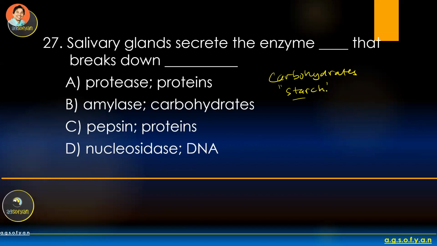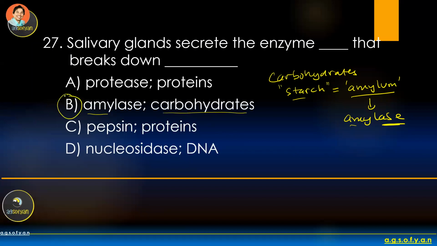It's a lot of starch. The scientific name of starch is amylum. The enzyme that digests amylum will be called amylase. So ase means enzyme that digests the amylum. So it should be amylase. This digests carbohydrates or amylum or starch.